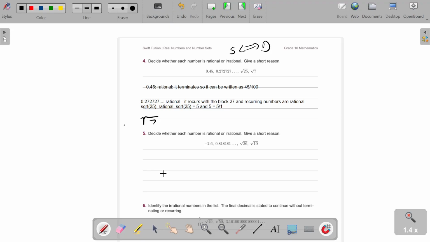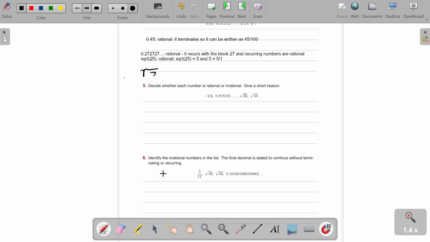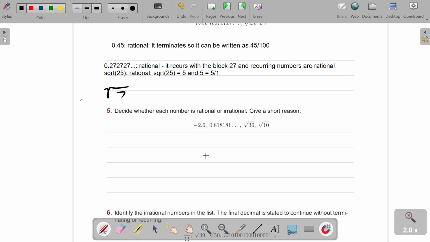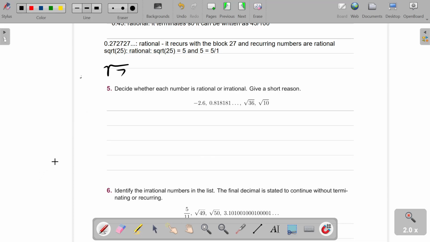We are going to look at the next problem. So this one is -2.6. We've already looked at something similar. We know that that's going to be rational. So the first one, what have I done? It's going to be a rational number. Okay, so -2.6 is rational because it terminates. It can be written as -26/10 if you think about it. And -26 is not a decimal, it's an integer, and 10 is also another integer, and therefore it is going to be a rational number.